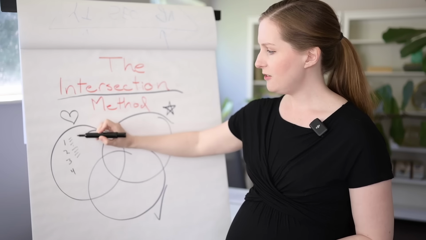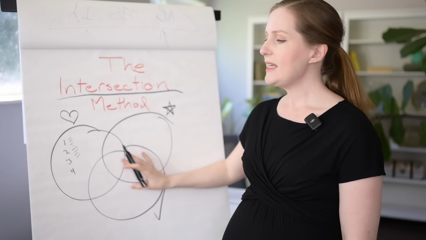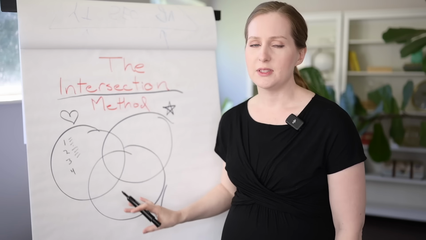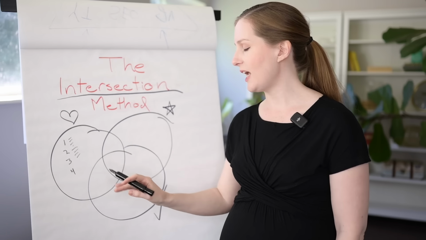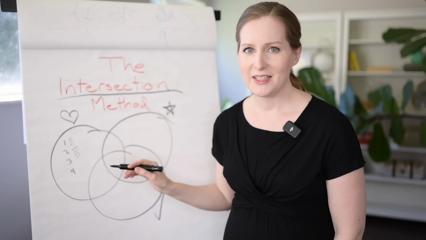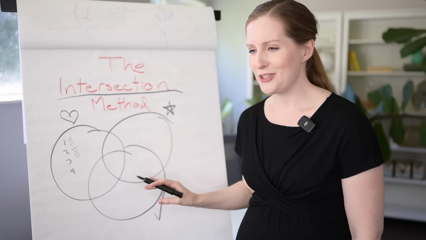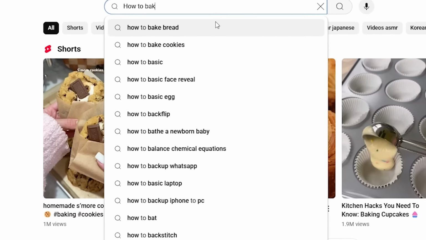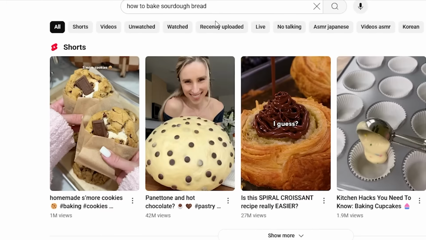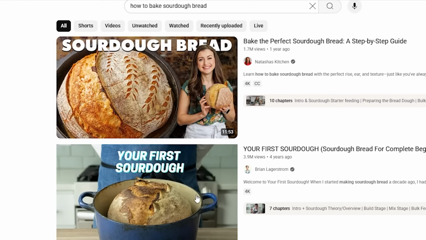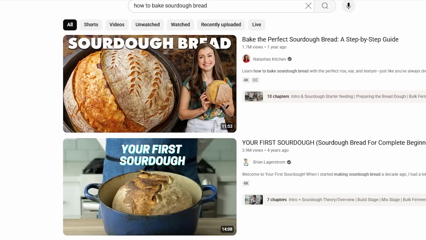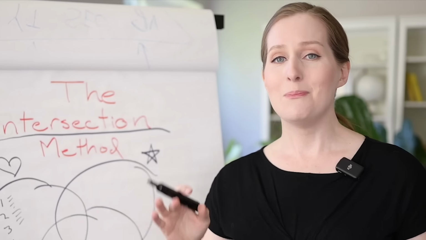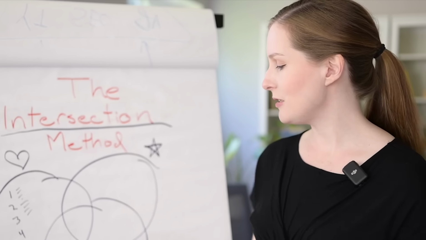Then look up those individual topics and see how many views the top videos for those keywords get. And also make sure that you pay attention to whether the top results, when you look up how to plant an organic garden or how to bake sourdough bread or whatever it is, directly match the keyword. Because if those top results don't directly match the keyword, it doesn't matter if it got millions of views, it's not really relevant to this.